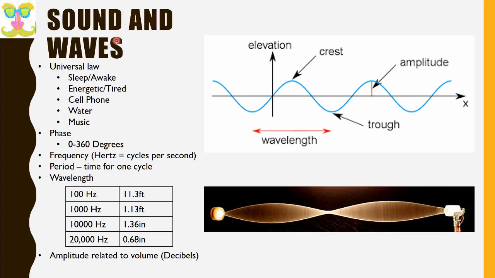Sound and waves. So, like I was saying, the universal law is this here: your standard sine wave. This is the simplest waveform that exists. It has the wavelength, how long it is, an amplitude, how tall, and the crest is the peak, and it comes down to the trough, which is the lower valley, and then back up.